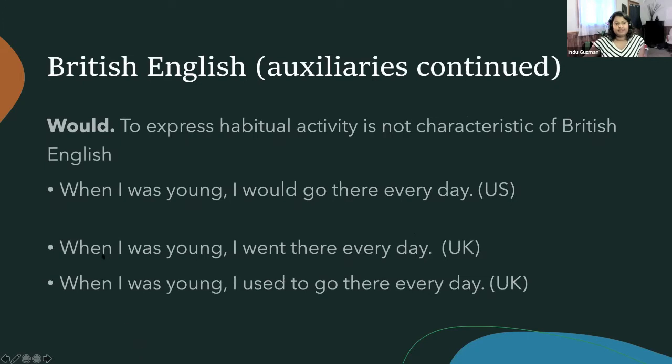And then would, to express habitual activity. This is something that's not characteristic of British English. When I was young, I would go there every day. When I was young, I went there every day, or I used to. That's another thing to notice.